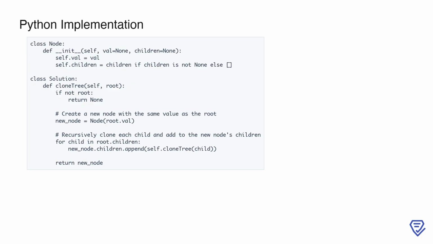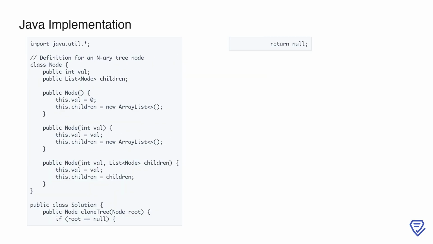Here, we start by defining the structure of an N-ary tree node. Each node has a value, represented by the val field, and a list of child nodes stored in the children field. The class provides three constructors: a default constructor initializing the node with a value of 0 and an empty list of children, another constructor that allows setting just the value while still initializing the children as an empty list, and a third constructor to initialize both the value and the children list directly.